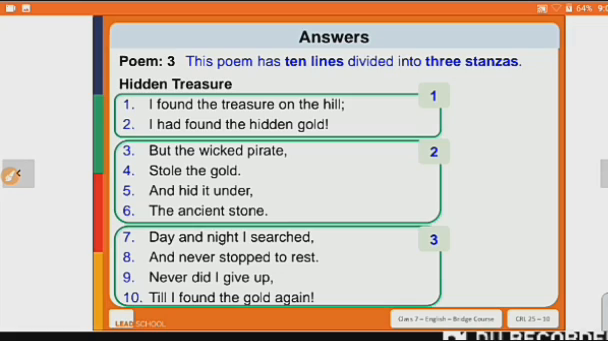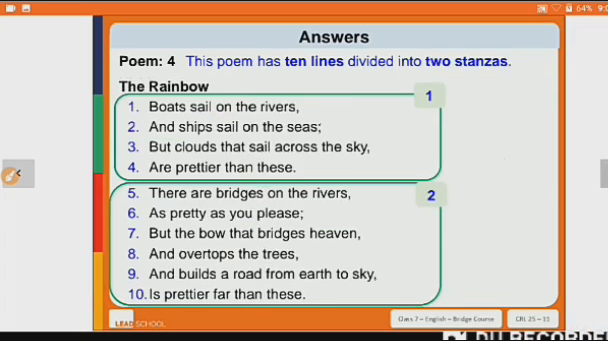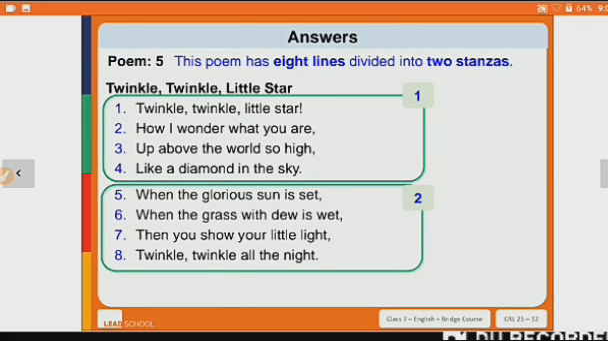Then here we have 3 stanza, right? 3 stanzas and 10 lines. Then fourth poem में 2 stanzas and 10 lines. बीच में जो पोर्शन अलग करता है 2 स्टांजा को, that indicates the stanza.